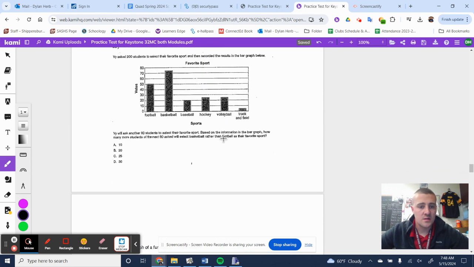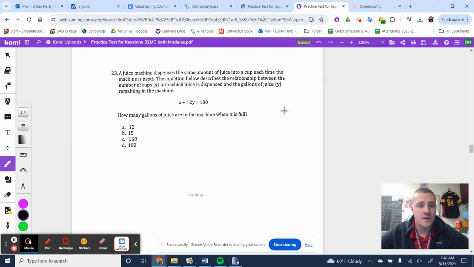Let's see. We're only going to do a couple more here. Let's go through this one. A juice machine dispenses the same amount of juice into a cup each time it's used. The equation below describes the relationship between the number of cups into which juice is dispensed and the gallons of juice remaining in the machine. How many gallons of juice are in the machine when it is full?